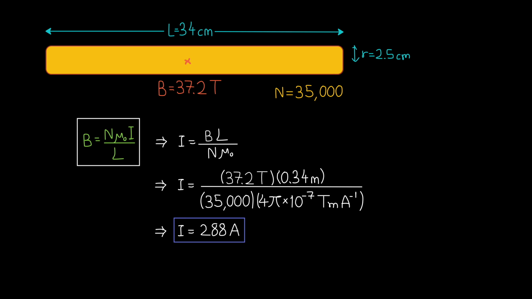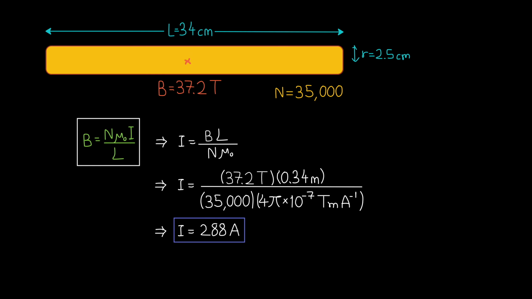Finally, let's calculate the current needed to obtain the same magnitude of the magnetic field at the center of a solenoid with 35,000 turns, length equal to 34 centimeters and radius equal to 2.5 centimeters. The formula for the magnetic field at the center of a solenoid is equal to N times μ0 I divided by L, with capital L being the length of the solenoid, N is the number of turns, I is the current in the solenoid. You may have noticed that the radius is given, but we're not using it.